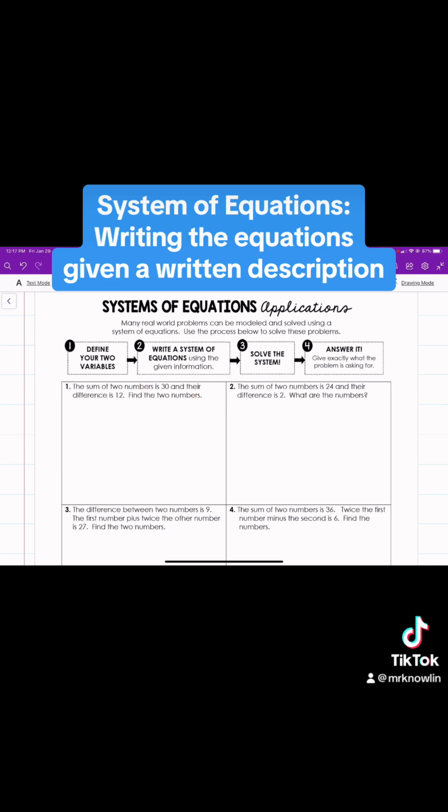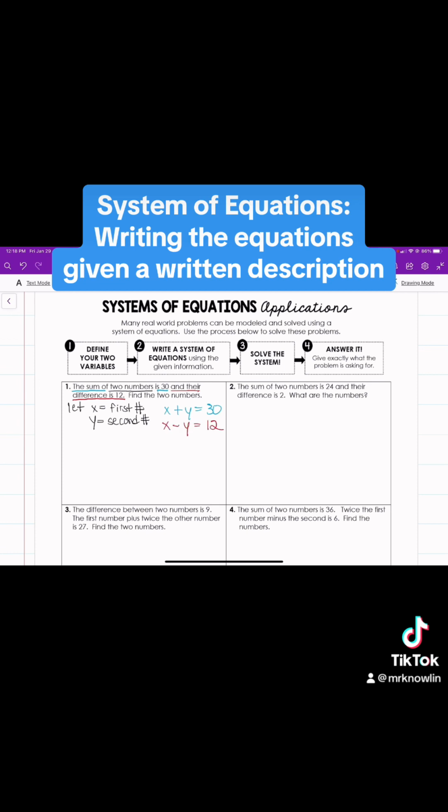Number one says the sum of two numbers is 30 and their difference is 12. Find the two numbers. Well, first, we have to define our variables. In this case, our variables are just going to represent two different numbers. So let x equal the first number and let y equal the second number. Now that we've defined our variables, we can go ahead and write our equations. So the first equation is going to be the sum of two numbers is 30. Now, the second equation is going to come still from that first sentence. It says, and their difference is 12. Their difference is 12. So difference means to subtract.